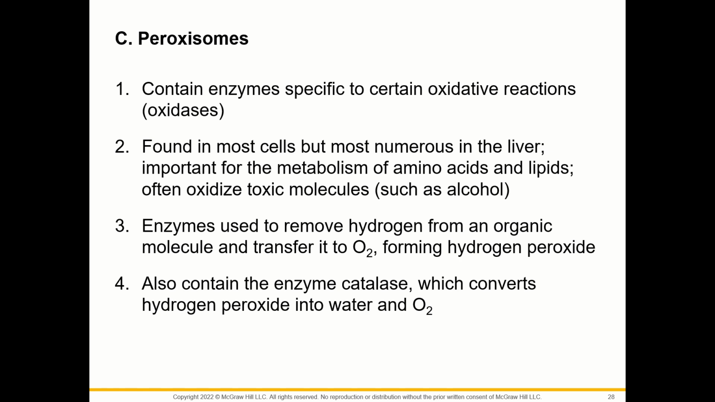Enzymes are used to remove hydrogen from an organic molecule and transfer it to oxygen, forming hydrogen peroxide. And then it contains the enzyme catalase, which converts hydrogen peroxide into water and oxygen. And that's why peroxide will bubble when it is on your skin.